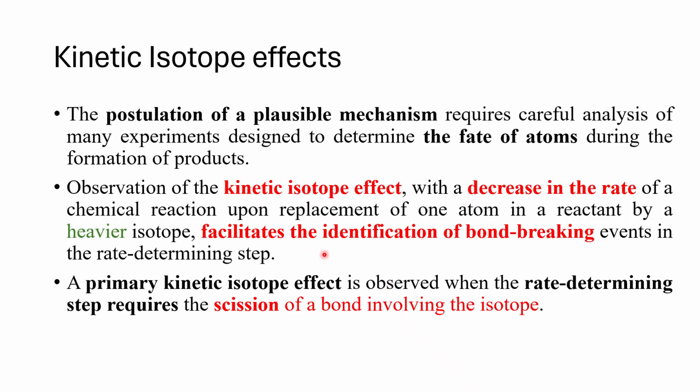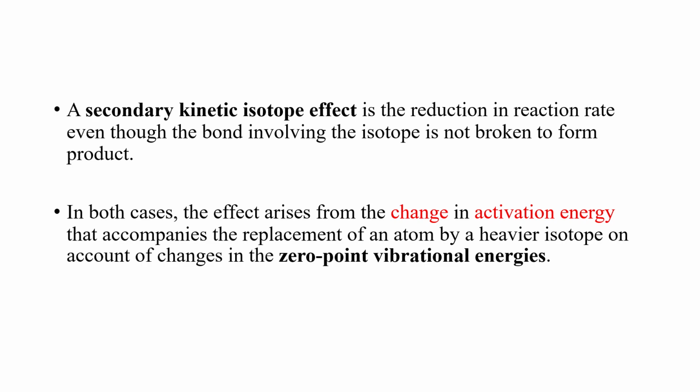We can categorize the kinetic isotope effects into two types. Primary kinetic isotope effect is observed when the rate-determining step requires the scission of a bond involving the isotope, whereas secondary kinetic isotope effect refers to reductions in the rate of the reaction even though the bond involving the isotope is not broken to form the product. Then where does this effect come from?